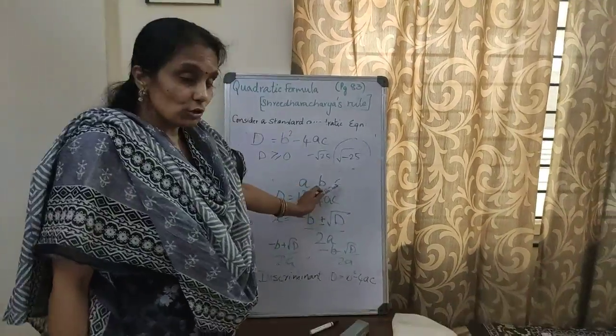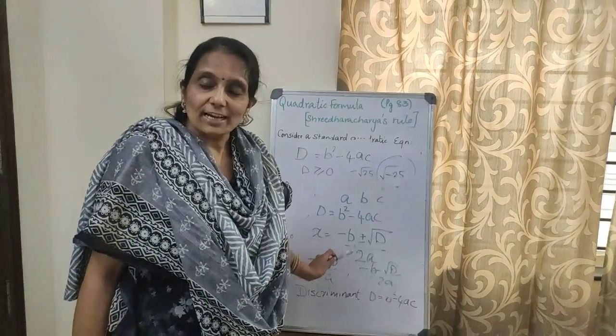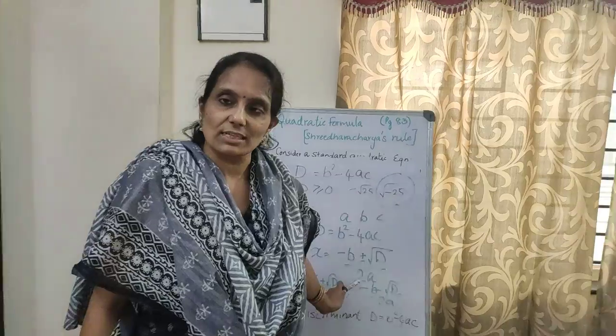Hope the derivation is clear. Derivation is only for your understanding. You only need to know these three things. First you'll write the a, b, c values, you'll find d, and you'll write this formula and get the answer.